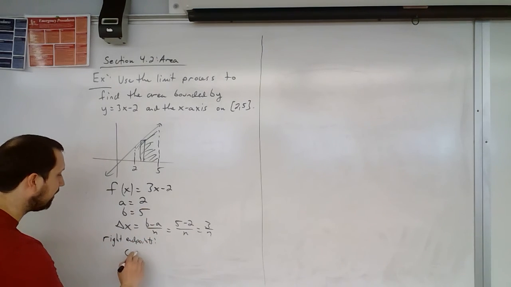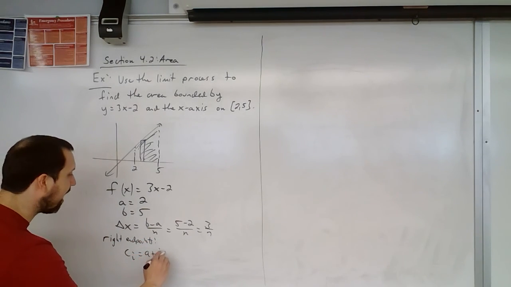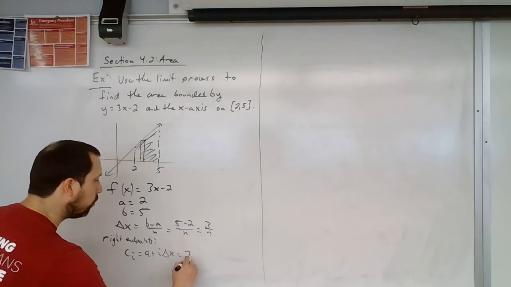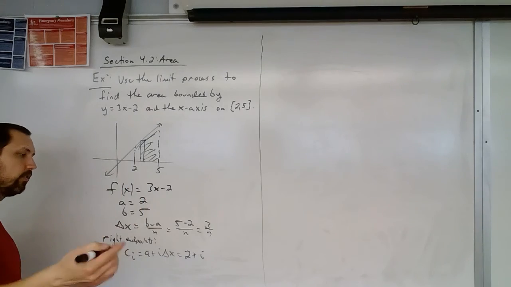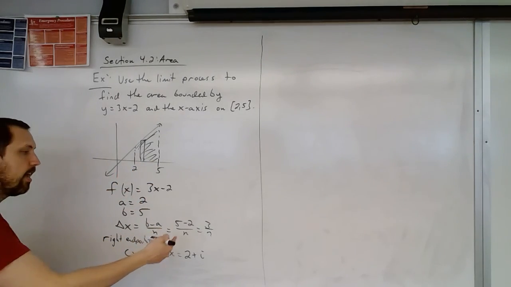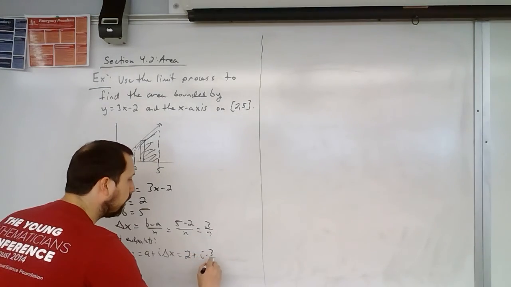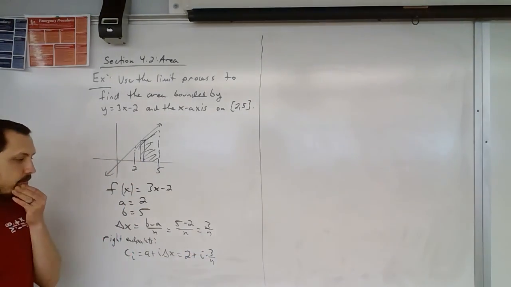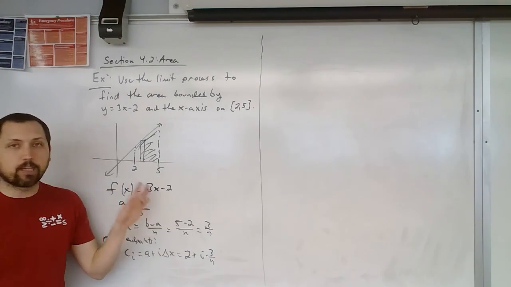Our right endpoint said that c sub i was going to be a plus i delta x. So we have our a, which is 2. Our i is always going to be there. That's going to help us know which rectangle we're working with. And then we have times 3 divided by n. That is our delta x. So now that we have this, we can move on.